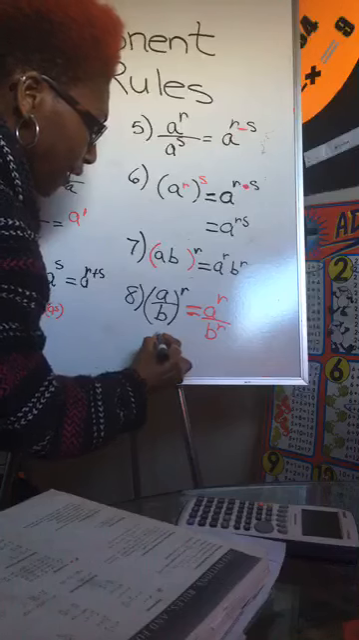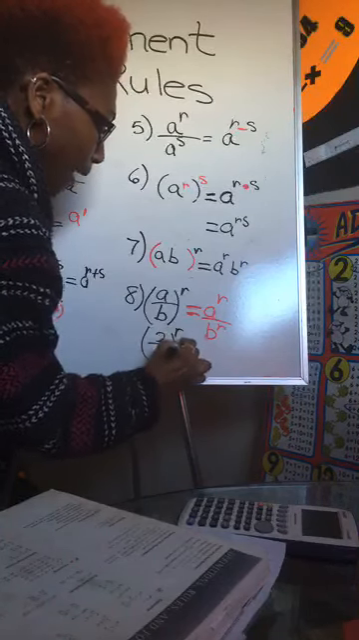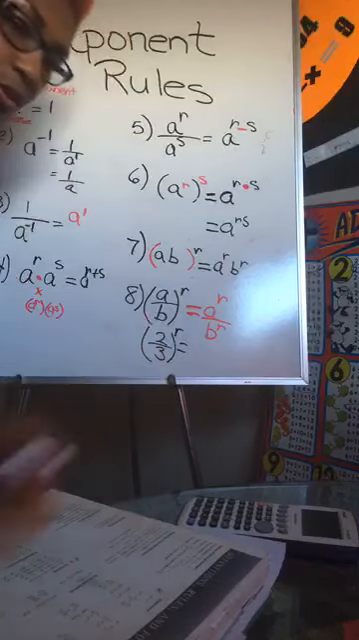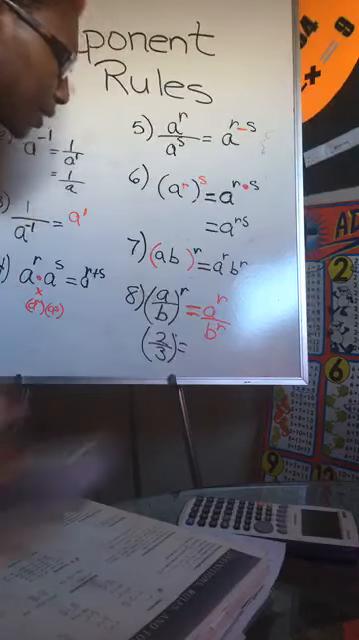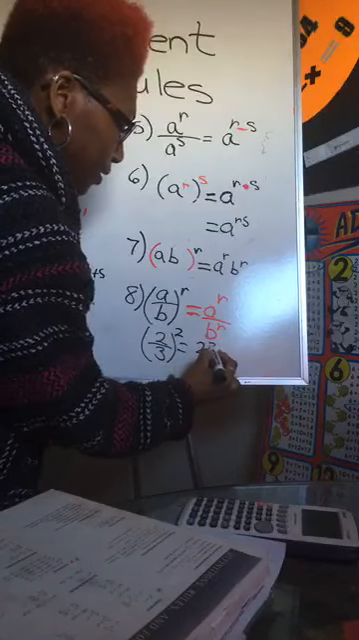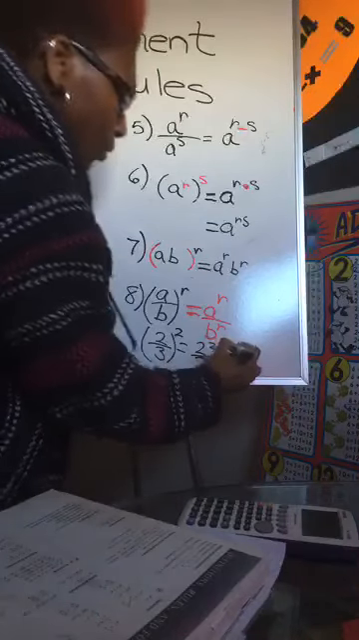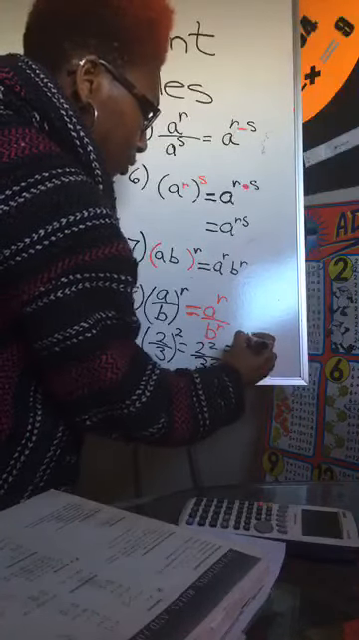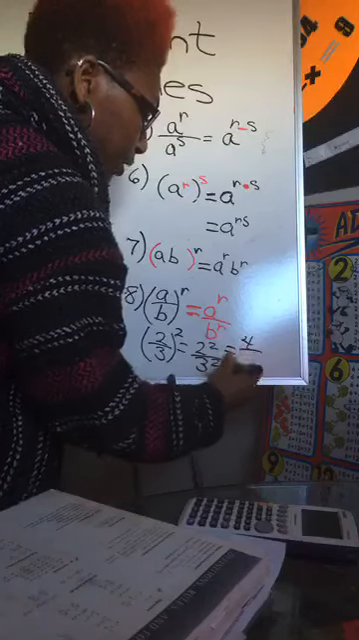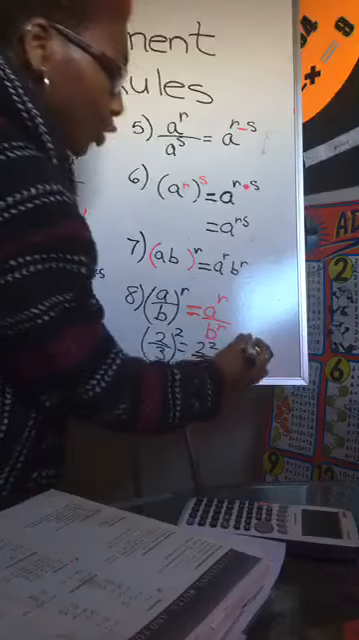So let's say we have 2 divided by 3 raised to the R power. Then you're going to have, well, we don't want to do R. Let's do a number. Let's do 2. So we would have 2 raised to the second power divided by 3 raised to the second power, which would be 2 times 2 is 4, and 3 times 3 is 9. That would be 4/9. Or you can reduce it.